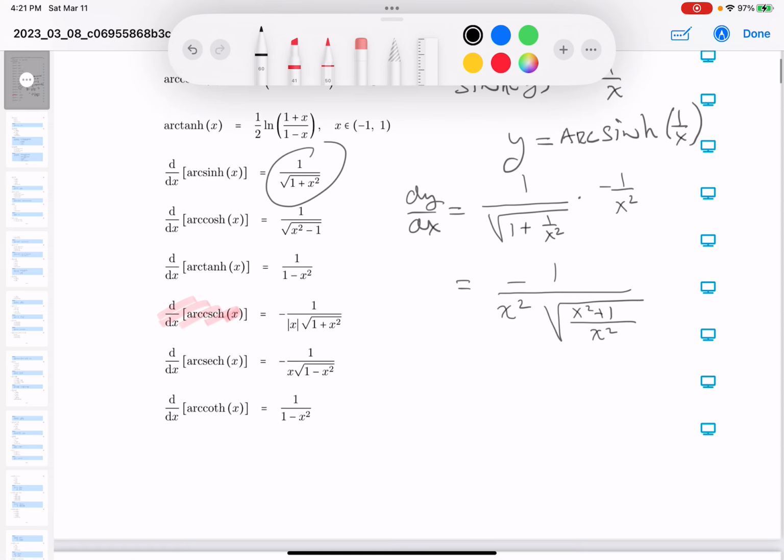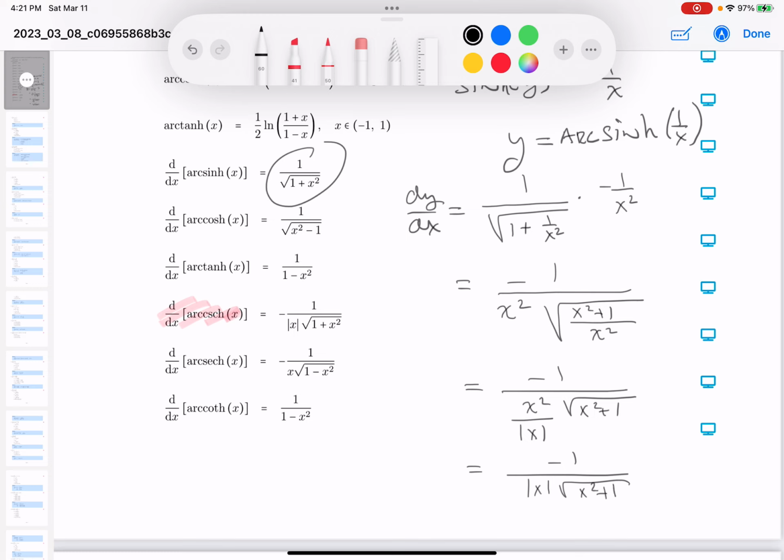Going to keep rewriting it. This is minus 1. This would be x squared. The square root of x squared is actually the absolute value of x. And what do you get over there? You get the root of x squared plus 1. One further simplification over here is going to be minus 1. And x squared over the absolute value of x is going to be equal to the absolute value of x.